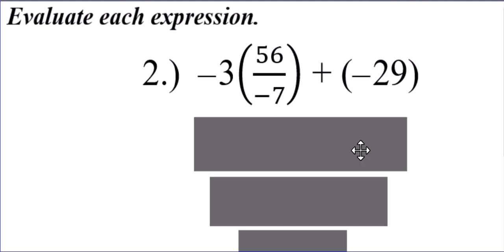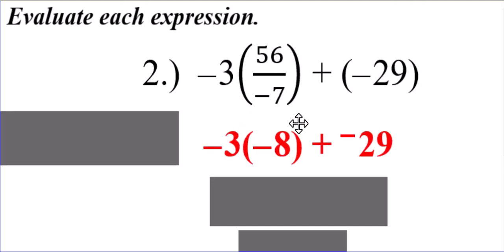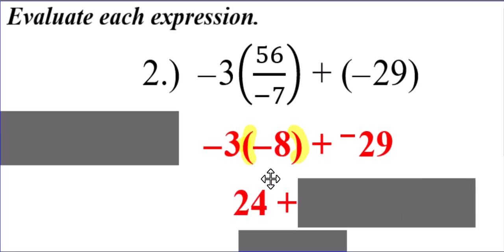56 divided by negative 7 is going to give you negative 8. Now bring everything else down. If you want to put a times dot right here, you can. I didn't. I kept the parentheses instead to show negative 3 times negative 8. But if you want to put a times dot instead, that is fine with me. Negative times a negative, same signs, multiplication, is going to give you a positive.